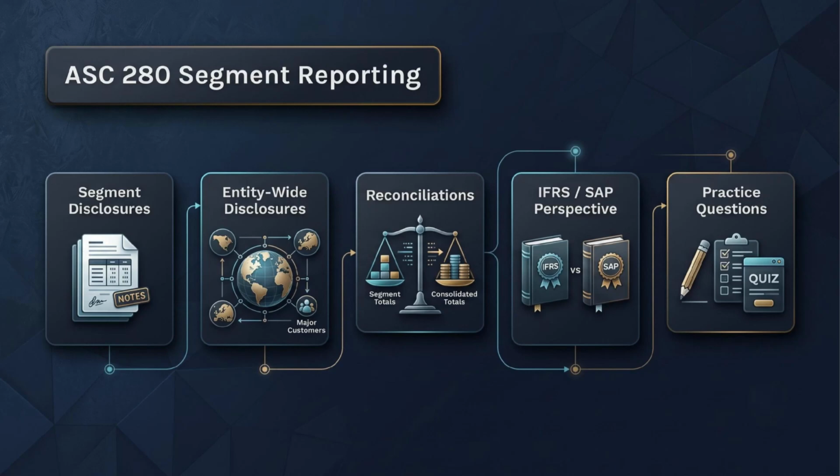In videos 1 and 2, we identified operating segments, applied the reportable segment tests, checked the 75% coverage rule, and handled aggregation judgment. In this final video on ASC 280, we complete the reporting story. Once a segment is reportable, users need disclosures that explain performance, measurement, geography, major customers, and how segment totals connect back to the consolidated financial statements. So, this video moves from identification to communication, which is where the note disclosure becomes useful.